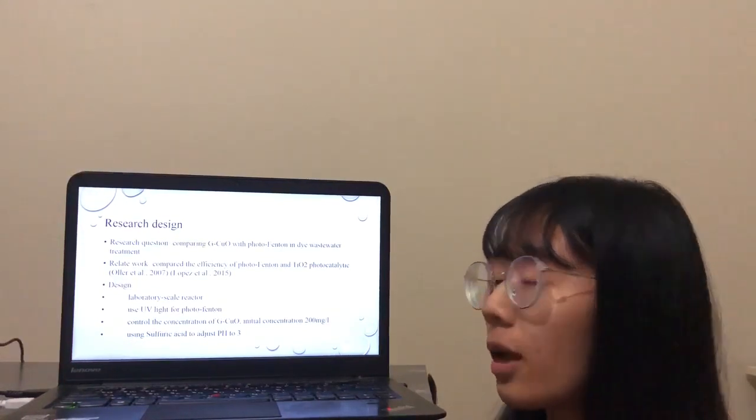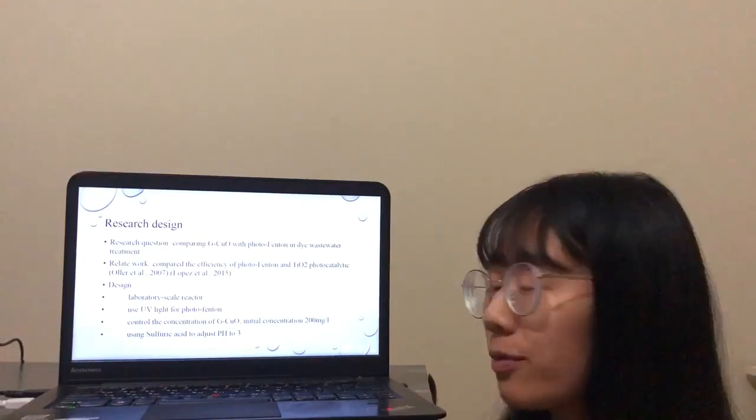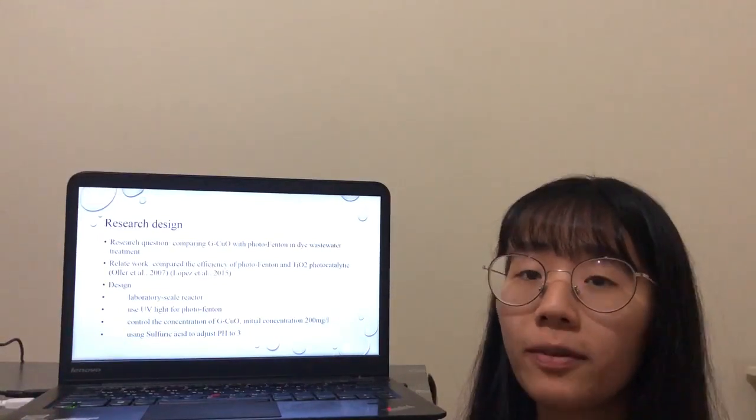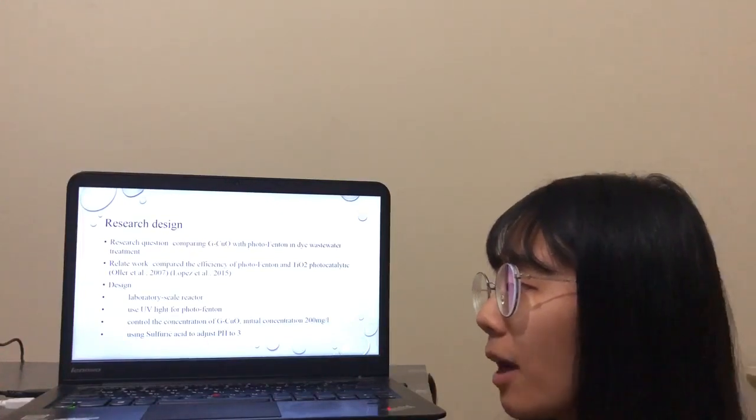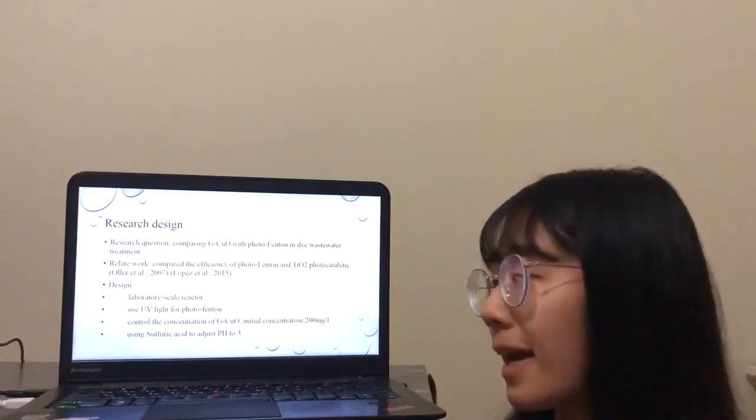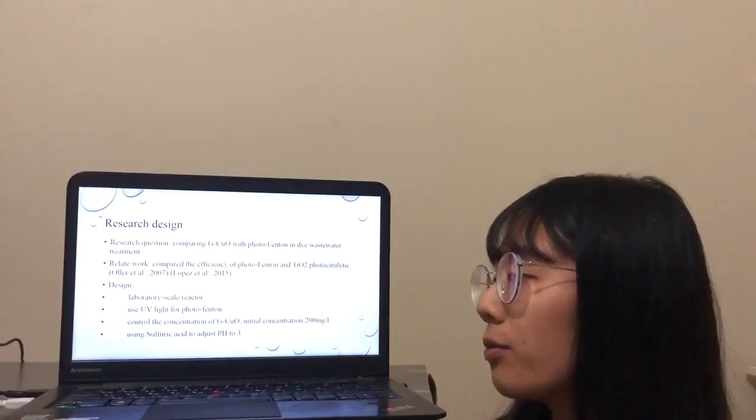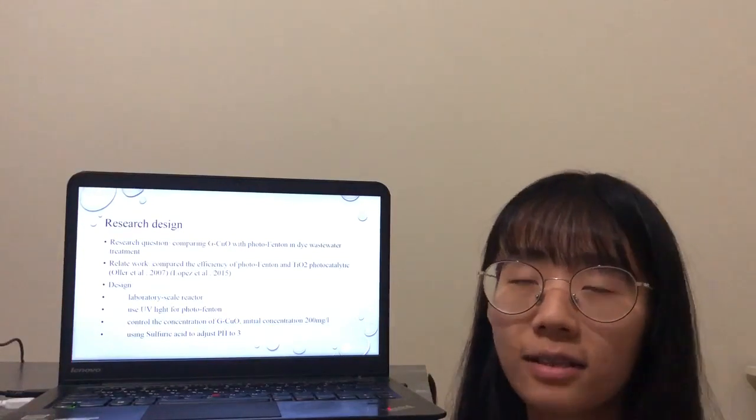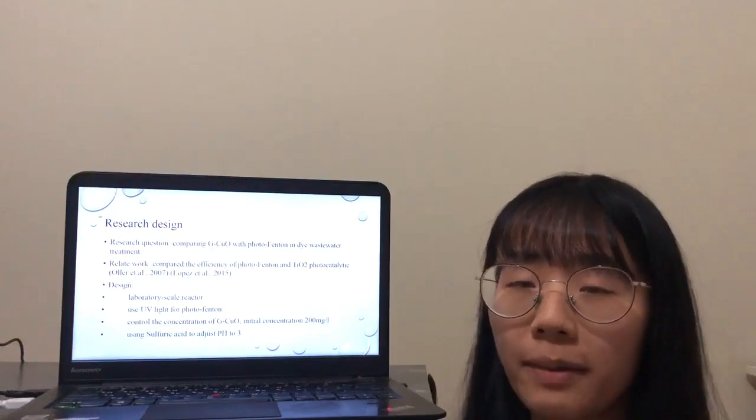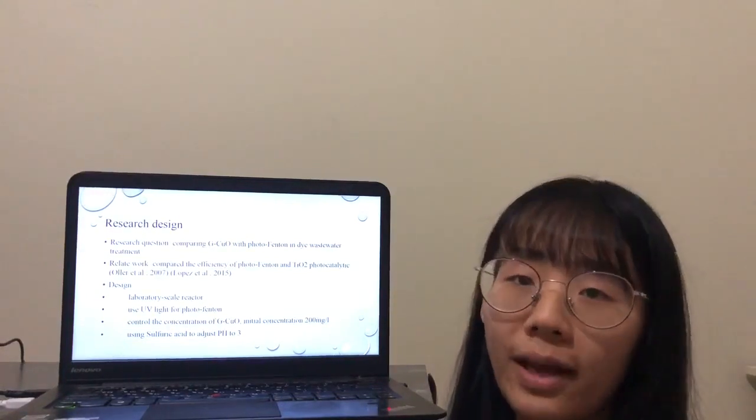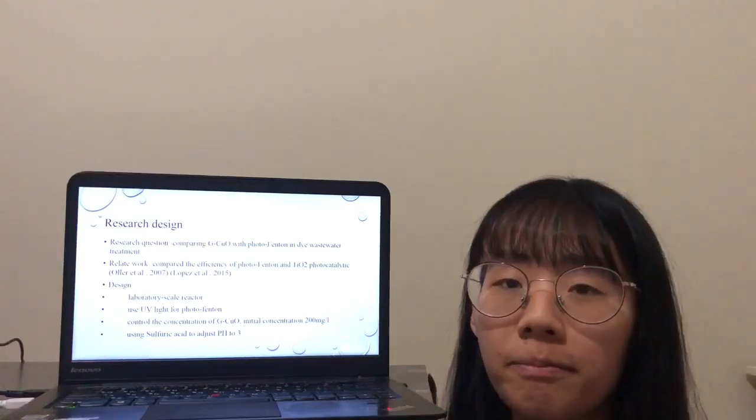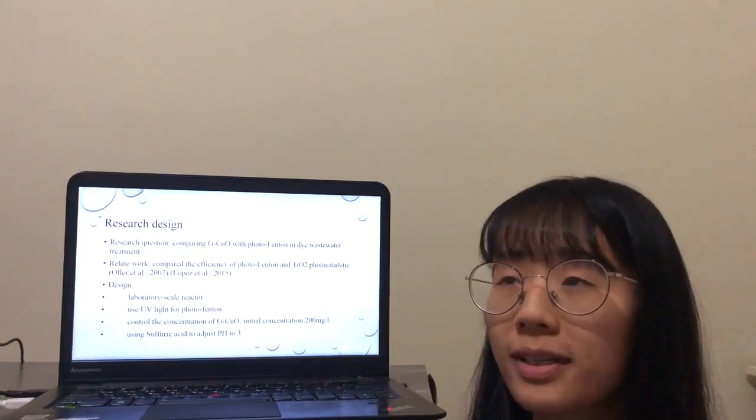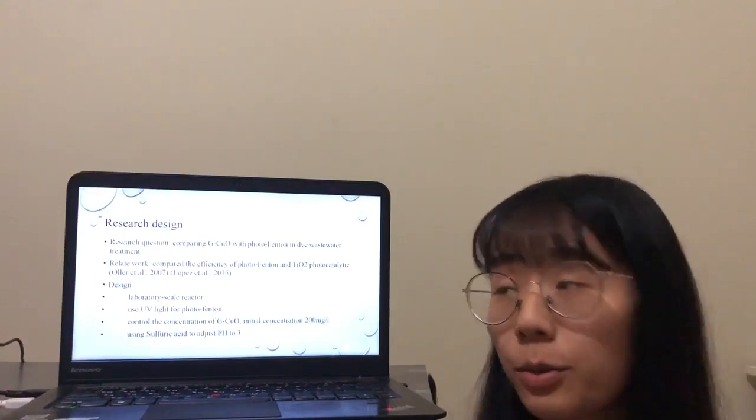My experiment is in laboratory scale reactors, and I use UV light for the photo-Fenton process, but UV light is not needed in the visible light photocatalysis. And then I control the concentration of the graphene copper oxide. The initial concentration of graphene copper oxide is 200 milligrams per liter. This is the first experiment. In the other group experiments, it may be increased to 250 milligrams per liter and also 300. So we can control the quantity of graphene copper oxide in the reaction.